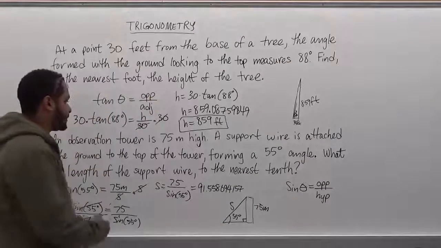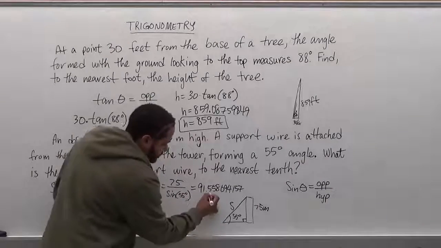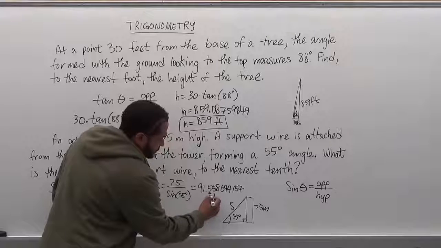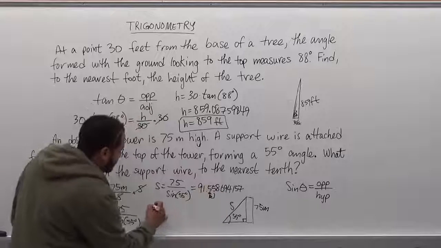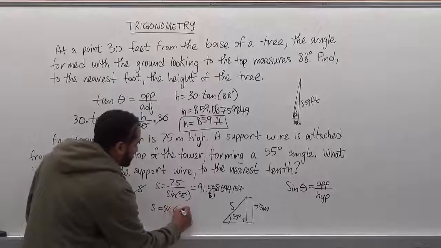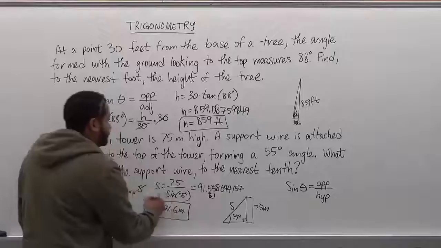And now what we have to do then is round this to the nearest tenth, because that's what the question is asking us. So the nearest tenth is right here, this position, and we're looking at the next digit. This is 5 or greater already, so we're going to round this up to the next number. So S equals 91.6 meters. And that's our solution.